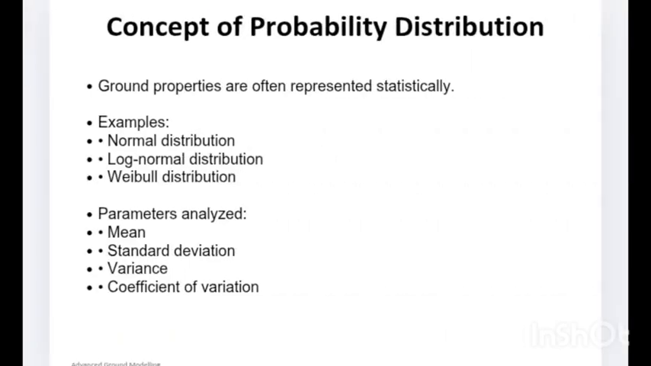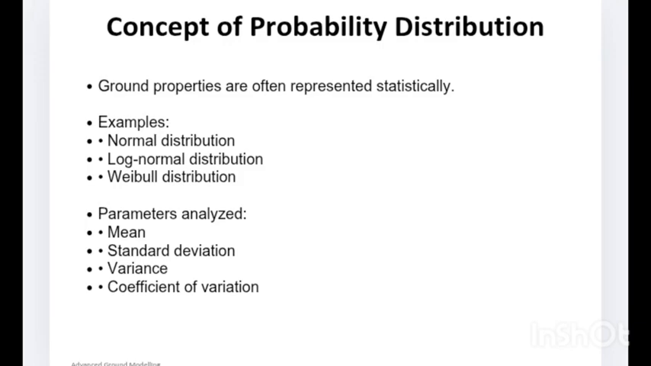So let's go deeper into probability, the concept of probability distribution. Now, in probabilistic modeling, soil and rock properties are represented statistically. This requires understanding probability distributions. A probability distribution describes how values are spread around an average.